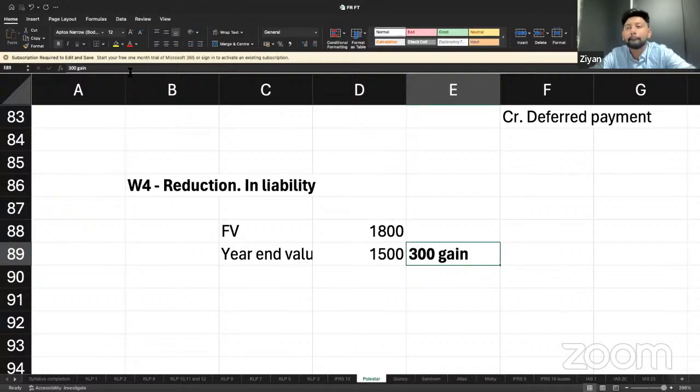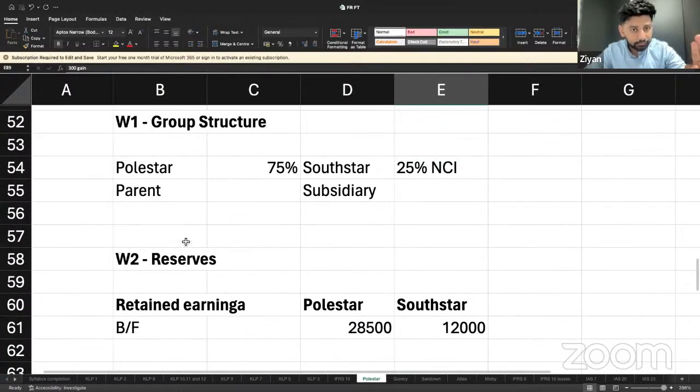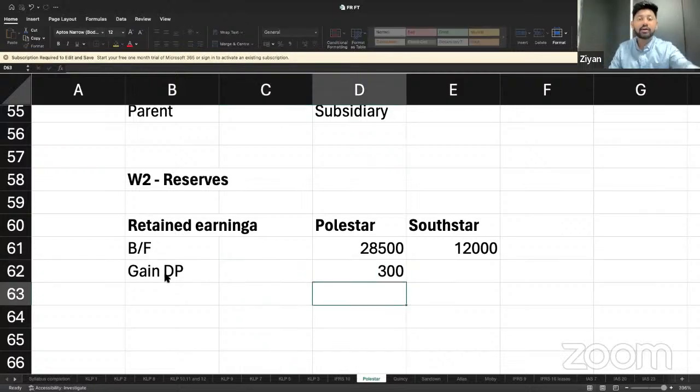Are we clear? Yes. Okay. Now, look at the way I am going to account for it. Okay, everybody, your attention. There is a gain. So obviously, parent's retained earnings is going to go up, yes or no? Parent is not going to pay that amount. Now parent is going to pay less. So gain, deferred payment. How much is the gain? 300. Look here, let me finish. 300, understood?